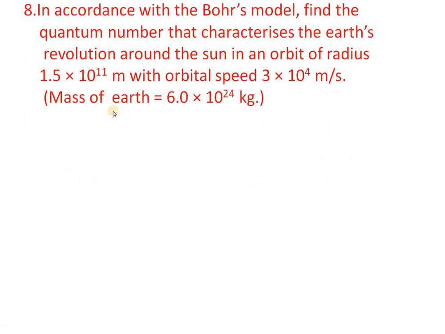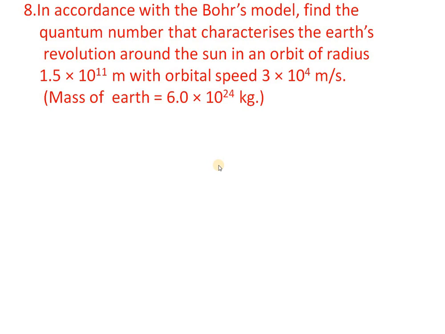Now let us move on to the 8th problem. Now this is the problem. In accordance with Bohr's model, find the quantum number that characterizes the Earth's revolution around the Sun in an orbit of radius 1.5 into 10 power 11 meters with orbital speed of 3 into 10 power 4 meter per second, given that the mass of the Earth is equal to 6 into 10 power 24 kg. In this problem, we have to find out the principal quantum number of the Earth which is revolving around the Sun by using Bohr's model.